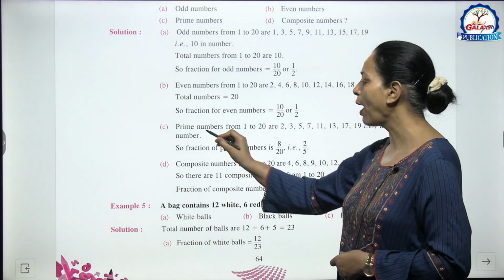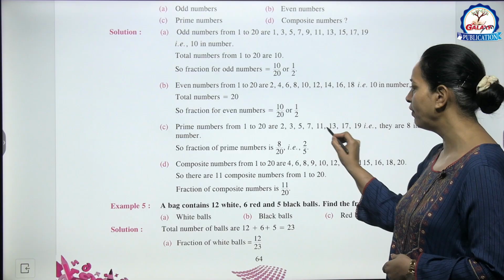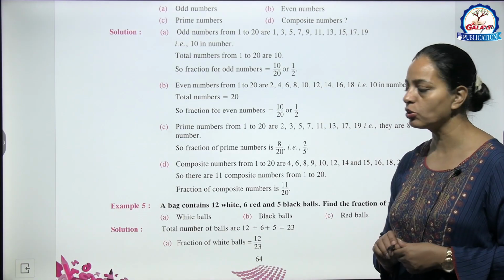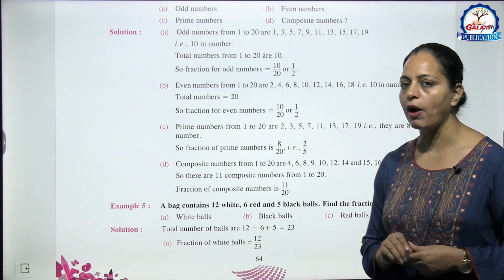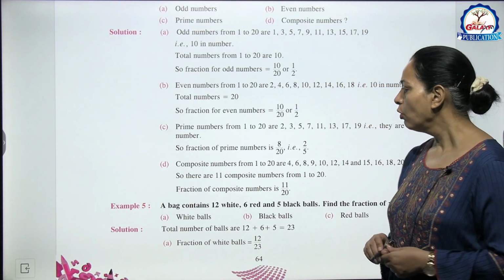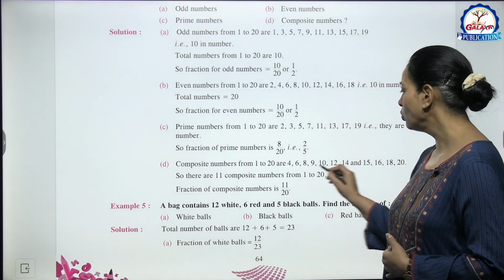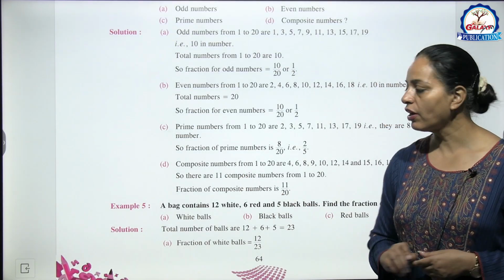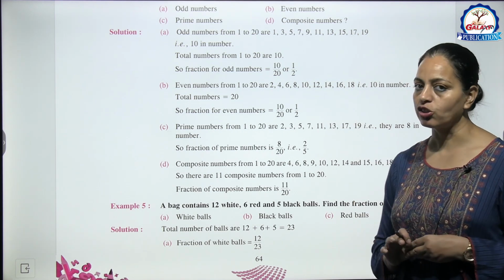Now C part, prime numbers. Which are prime numbers? 2, 3, 5, 7, 11, 13, 17, 19, means total 8 numbers. So 8 upon 20, cut it by 4, you will get 2 by 5. Now D part, composite numbers. So we know 1 is neither prime nor composite. So just count composite numbers. So composite numbers are 11. So 11 out of 20, 11 by 20. This is the fraction. Okay.